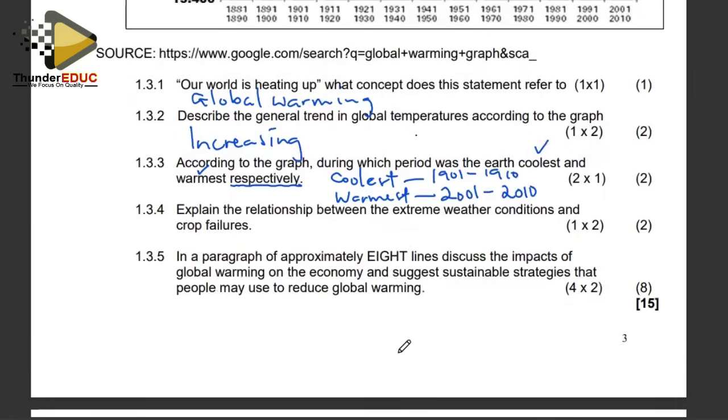Right. Explain the relationship between the extreme weather conditions and crop failures. What is the relationship between extreme weather conditions and crop failures? Automatically, those two are directly related. When there's extreme weather, crops are going to fail. So, extreme weather, we can say extreme weather results in drought conditions.